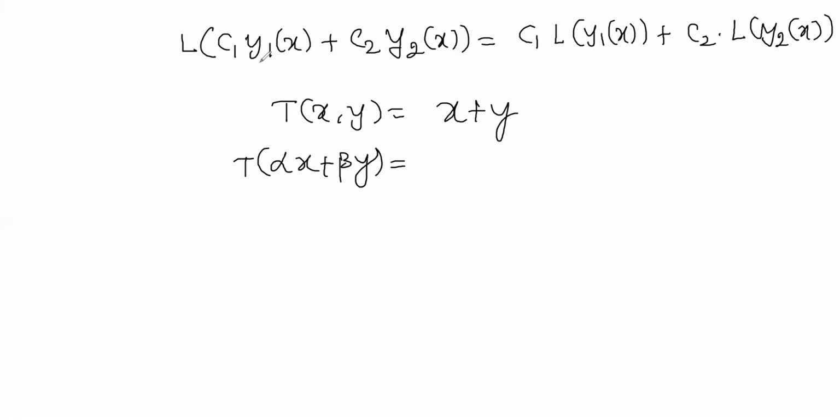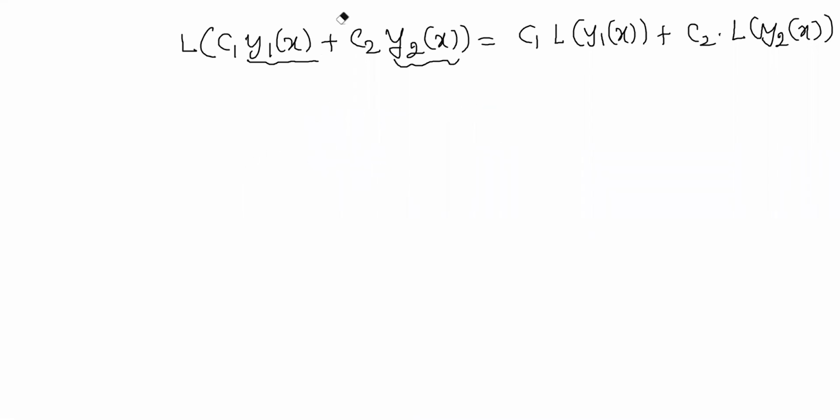Just in the form of, here we have unknown functions. So I'm performing it on y1 of x and y2 of x, and I'll be checking it. Correct. Now let me categorize them further.